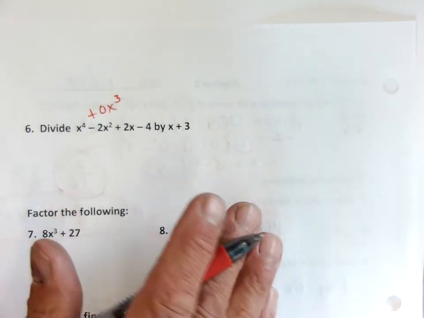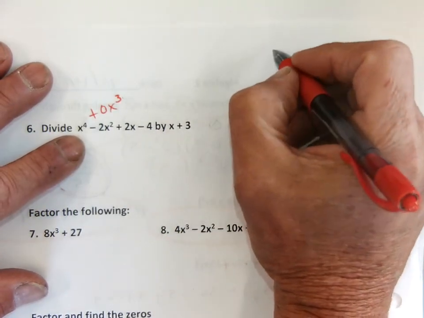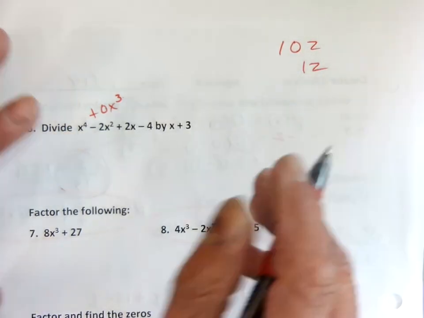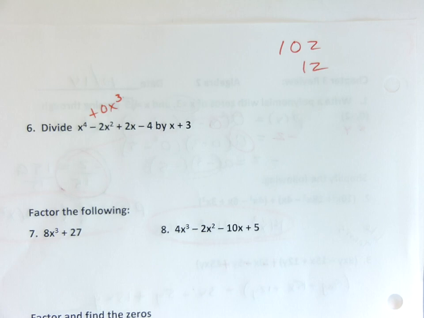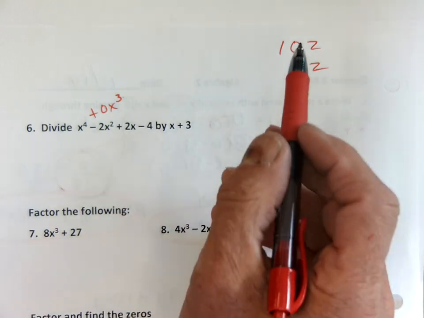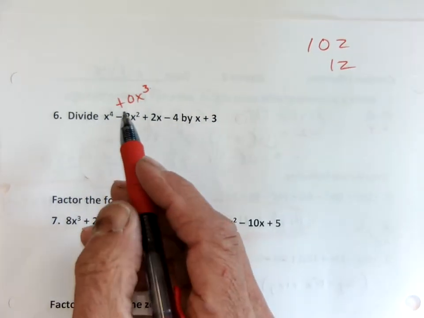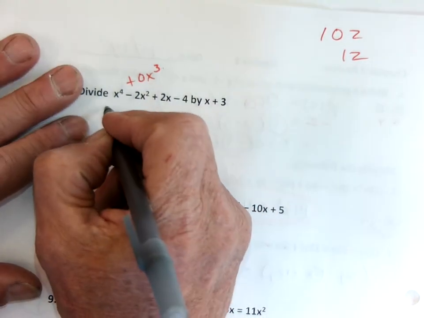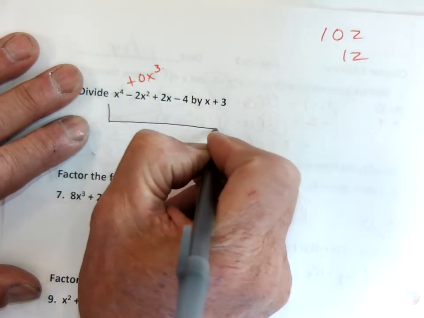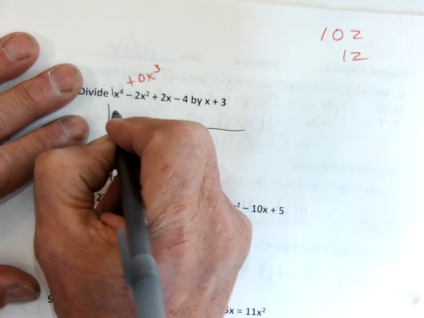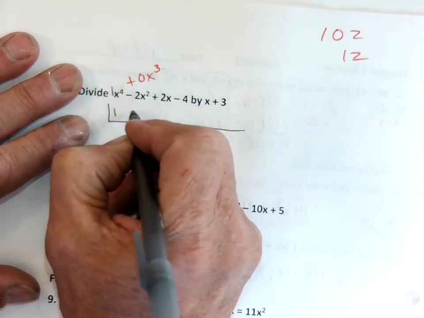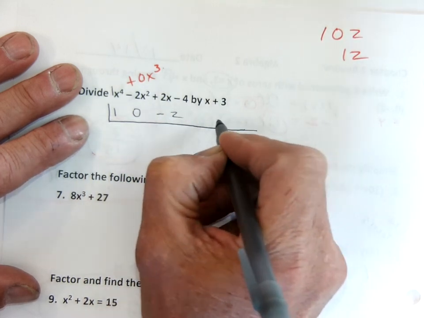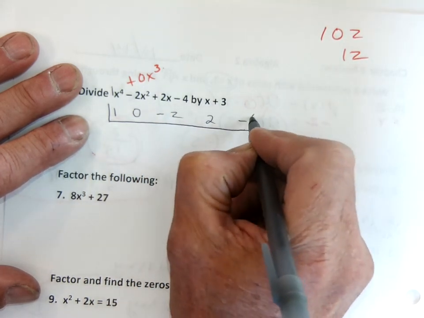Yesterday I talked about this example. If you had 102, or if you have 12, they're totally different numbers, aren't they? You've got to have the 0 as a placekeeper. Same thing here. All right, so synthetic division. All right, here we go. Upside down. 1, 0, negative 2, 2, negative 4.